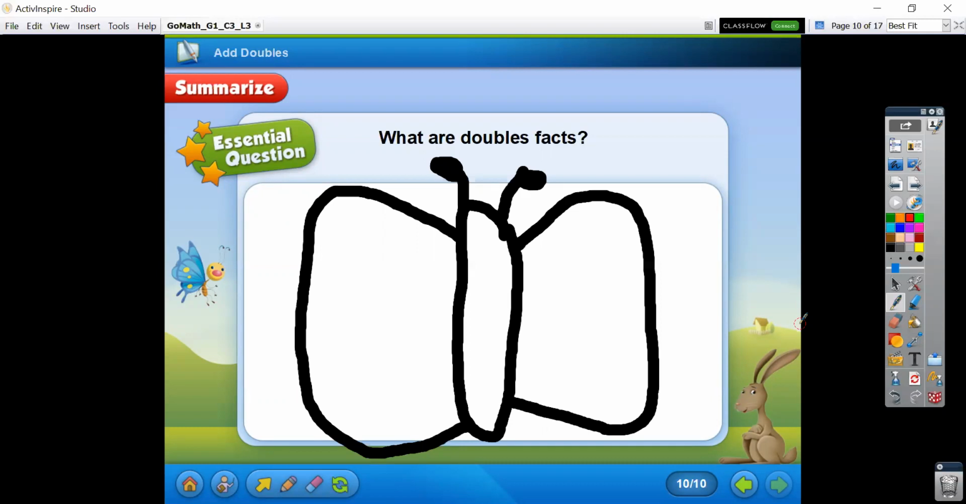And remember, doubles facts are two of the same number that you're adding together. So if I put a dot over here, let's make that a little bit bigger, a dot here and a dot here. Let's count our dots. 1, 2, 3. On the other side of my butterfly, I want to do the same exact thing so I can make it a doubles fact. So I would go 1, 2, 3. So this side has 3 and this side has 3. So my doubles fact would be 3 plus 3.